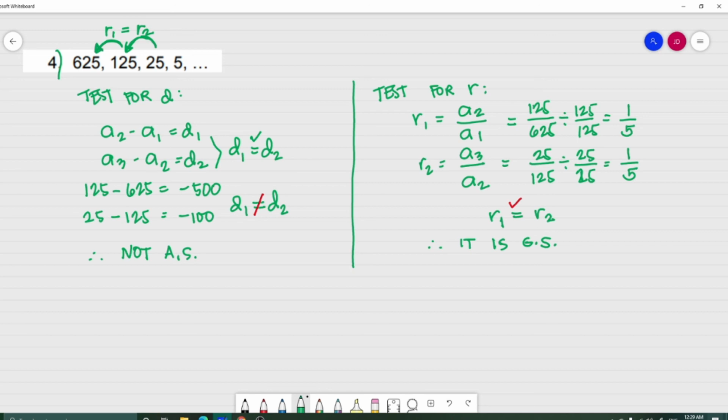So, that's it. Congratulations. You can now identify if the given is geometric or arithmetic. Congratulations.